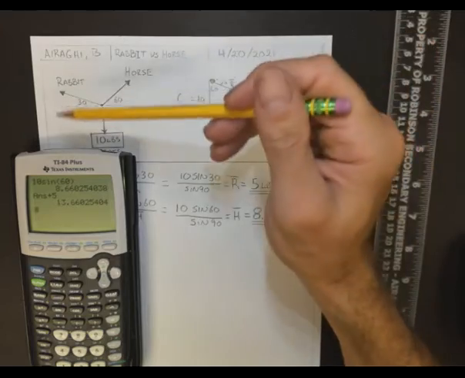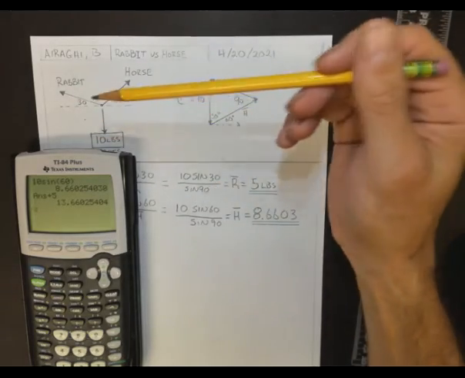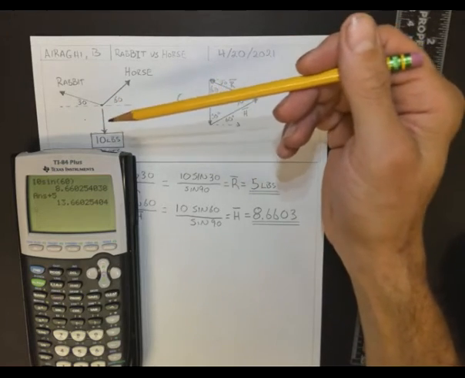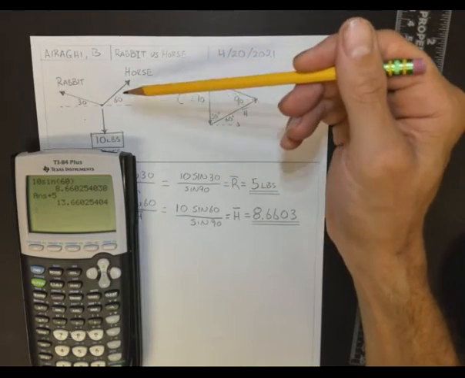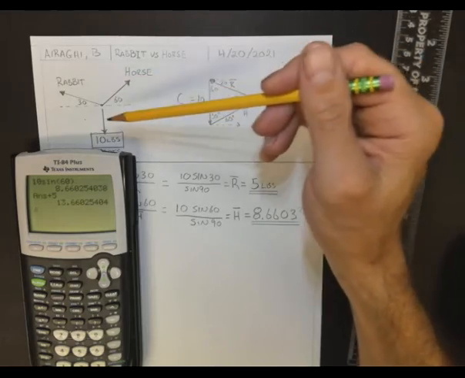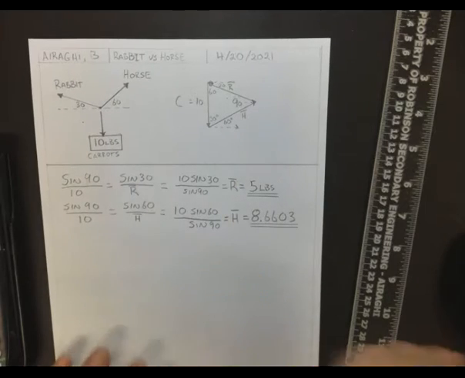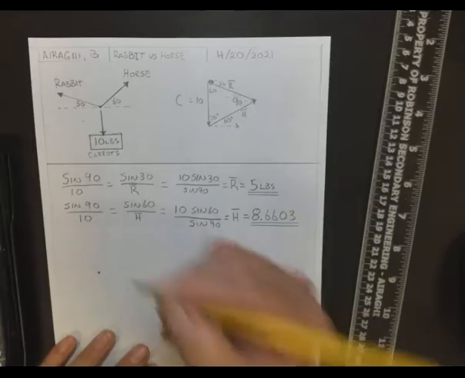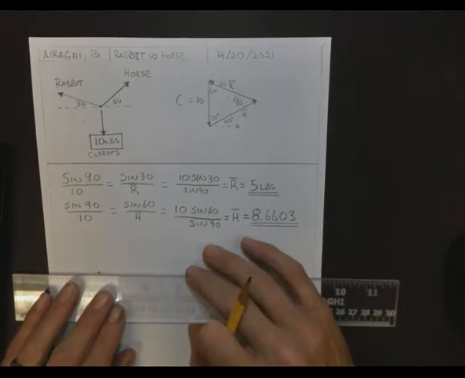This is a free body diagram. This is exactly what a free body diagram tells us. What we're going to find out is that each animal, the rabbit and the horse, are together carrying this 10 pounds. They are also pulling in these directions. So I'm going to make the actual free body diagram, and it's actually going to be very different.